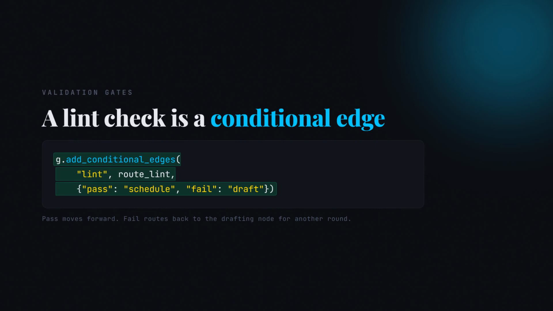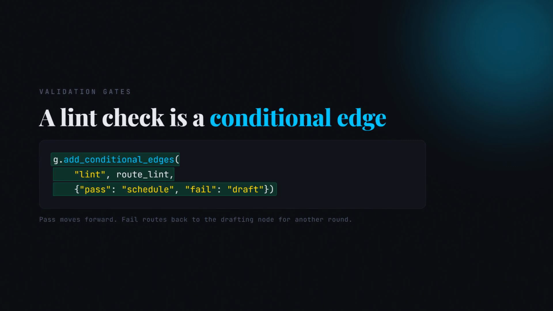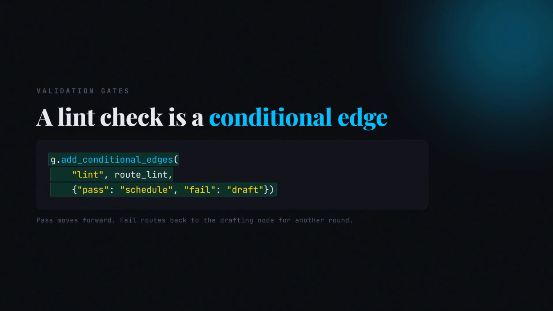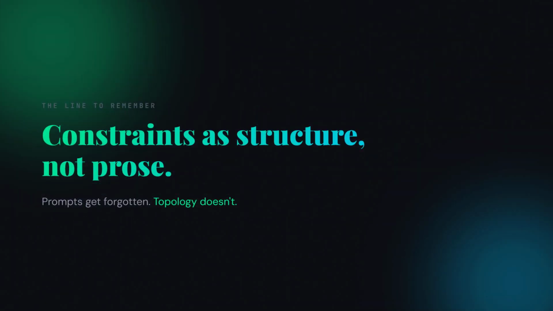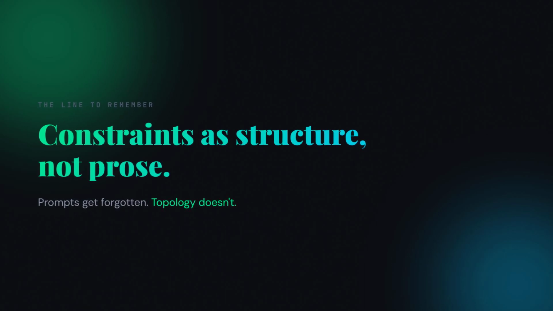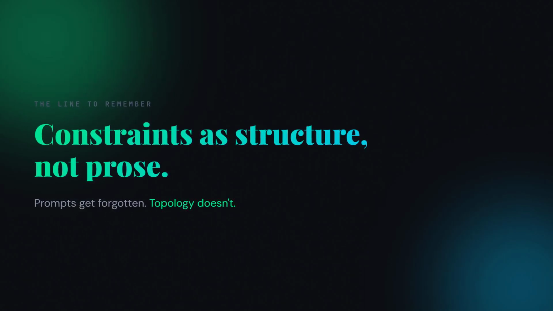Validation works the same way, and look how little code the redraft loop is. Add conditional edges right here. The lint node runs, a router function reads the result, and the mapping says pass moves forward, fail routes back to the drafting node for another round. Constraints as structure, not prose. Prompts get forgotten. Topology doesn't.